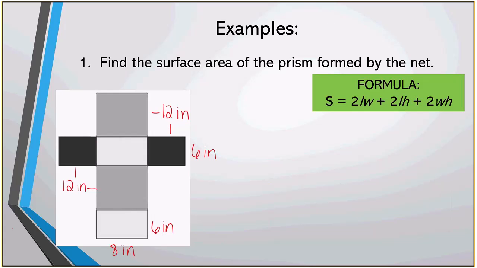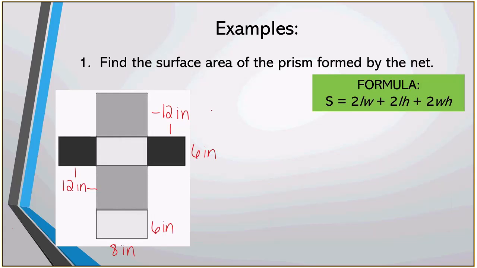Okay, so find the surface area of the prism formed by the net. Remember, we did this one yesterday. So when you're calculating it using the formula, you really can imagine it folded up, or you can remember that length, width, and height are kind of interchangeable depending on how you turn the figure.